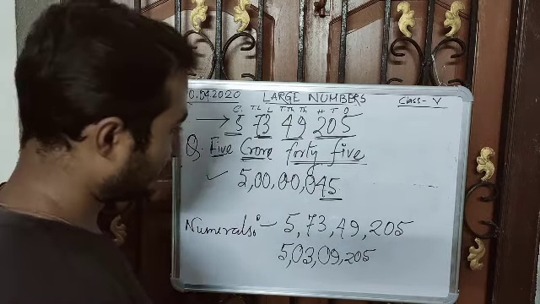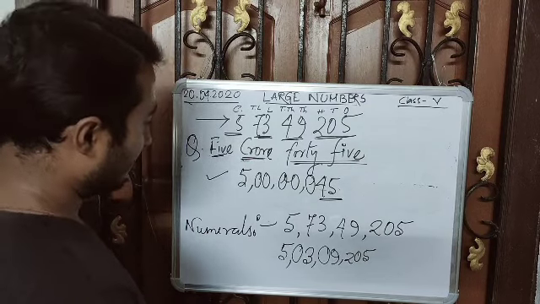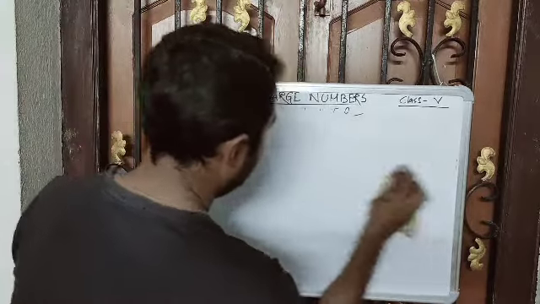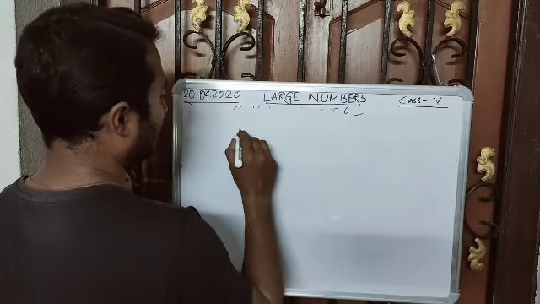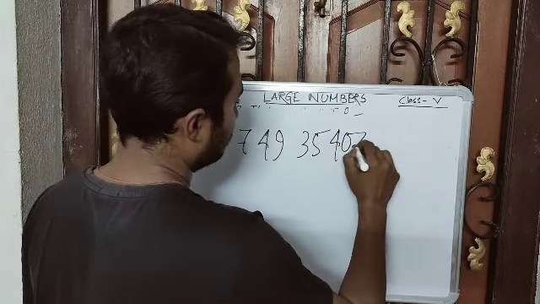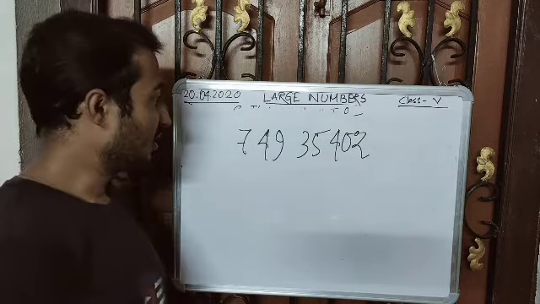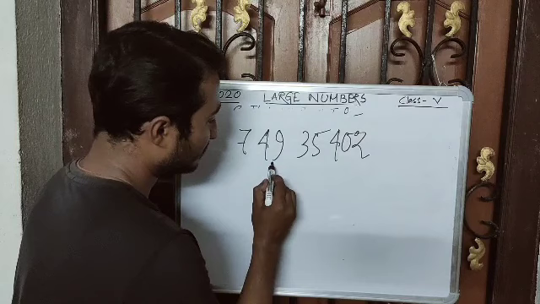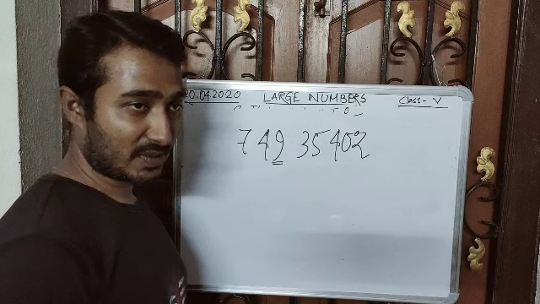Now, another example. Suppose a number is given. This is the number. So in this number, suppose a number is highlighted and you have to say the place value of the number. Okay. So suppose this number is highlighted and you have to say the place value of this number. So what will be the place value?